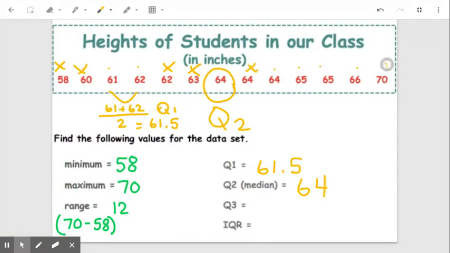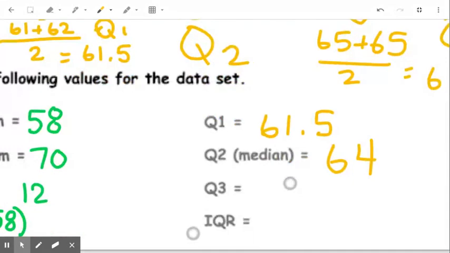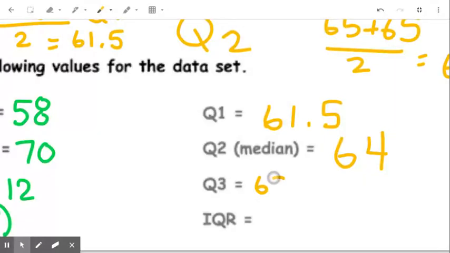Likewise, I'm going to get my Q3. I'm going to work my way to the middle. Notice I have two numbers here, but if I add 65 plus 65 and divide by 2, I'm just going to get 65. And that is my Q3. So my Q3 is 65.